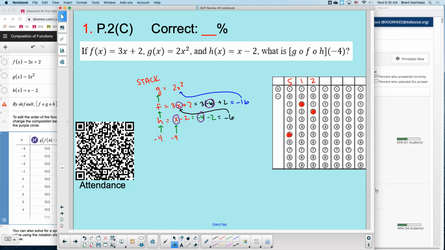So that's going to go in right there. And so we would have 2 times -16 squared. Once again, this x right there gets replaced by this -16 from down below. If you type that in the calculator, that's where you get 512. So that's what the calculator does. It just does it really fast.